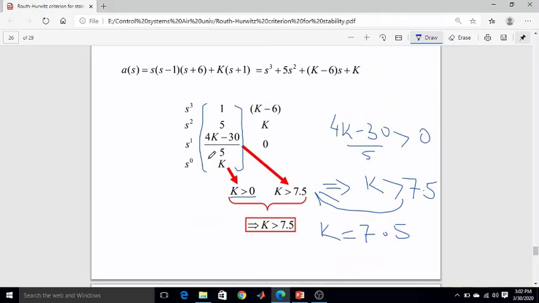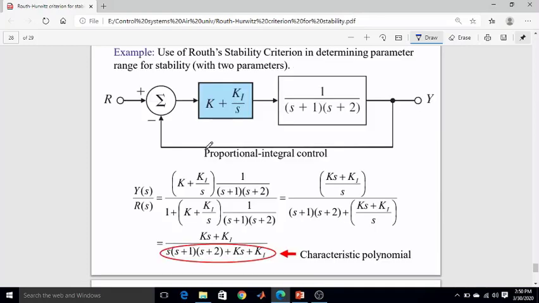Remember that we had a system whose order was third, so in this case one pole is in the left half plane and two poles will be on the imaginary axis if we take k equal to 7.5. However, if we take k greater than 7.5, all three poles will be in the left half plane. Let's look at another example.